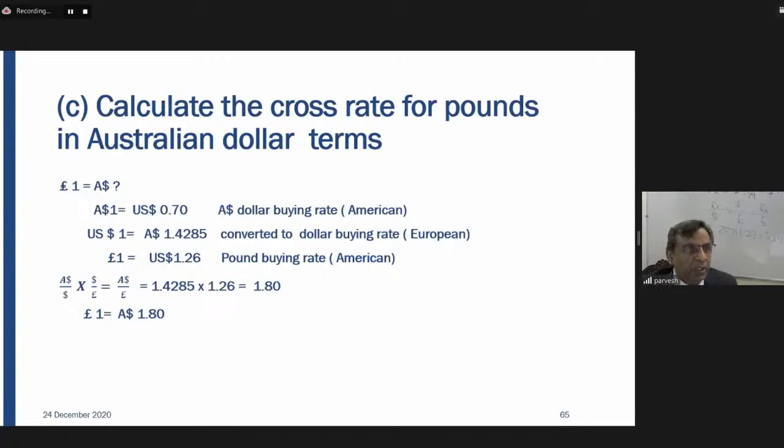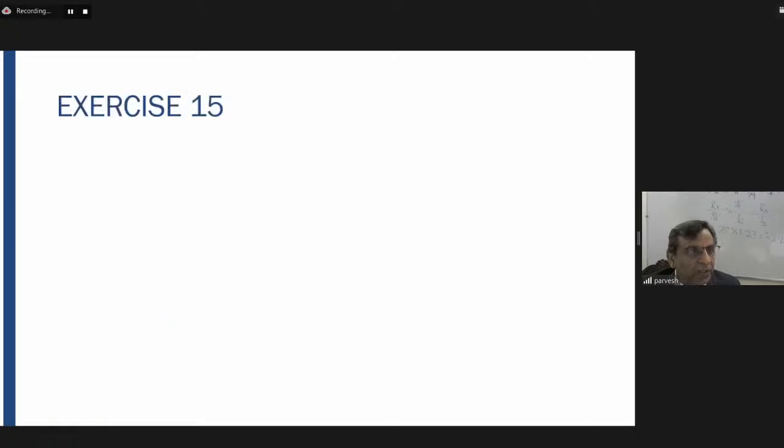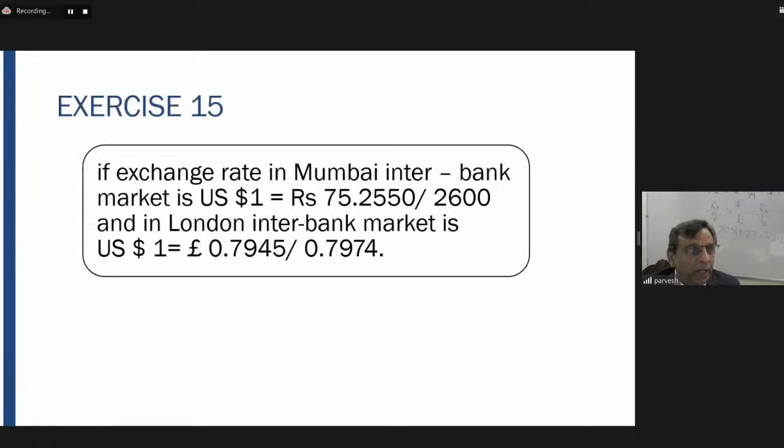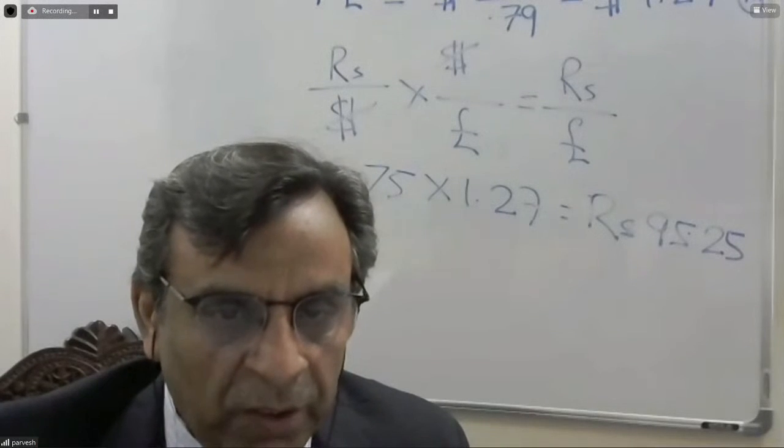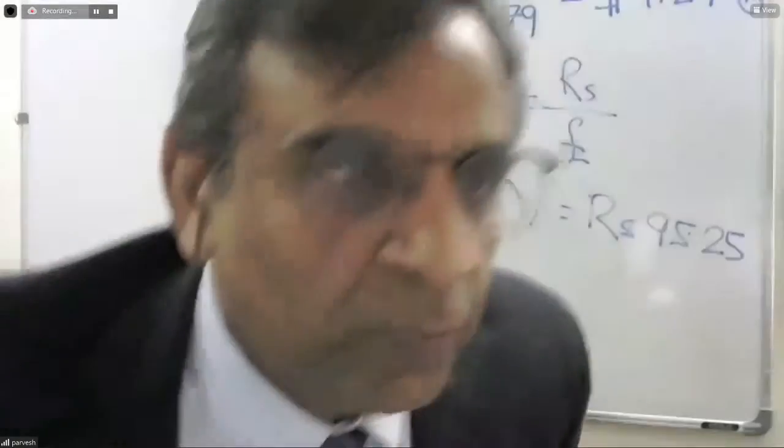So let's do some more questions, a little bit tougher ones, and some questions from the study material also I'll be picking up. But before we do that, this question. So this is exercise number 15. So I'll stick to the slides, and then wherever needed, I'll go to the board and explain. So if the exchange rate in Mumbai interbank market is US dollar 75.2550 oblique. So I'll rather go to the board and explain that. So I'll just stop sharing my slide and go to the board. So this requires a little bit of explanation.